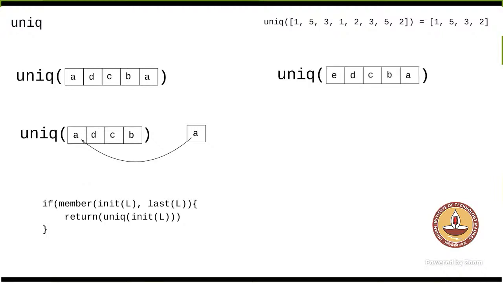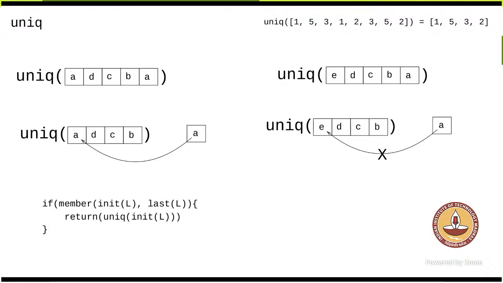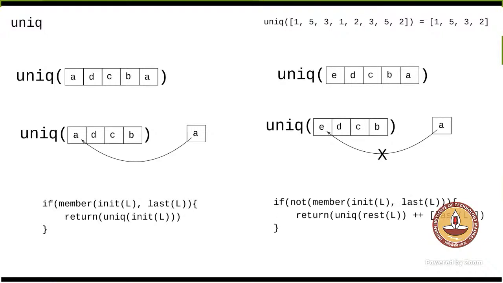Now, on the other hand, if A is not present in the init of L, so what do you do? You add it to the end: return unique of init of L plus last of L. So here you can use the term append. Here you are actually appending, because append means adding to the end, right?